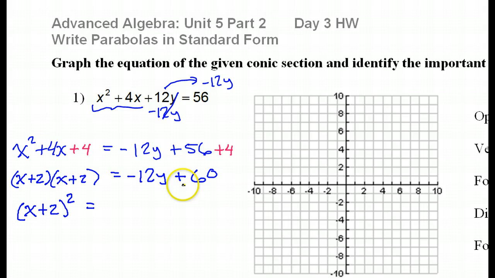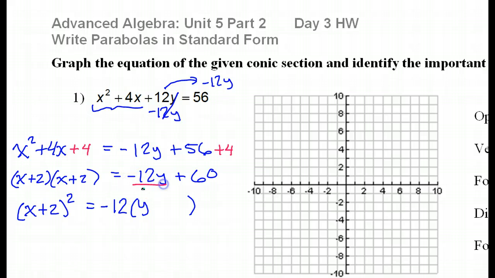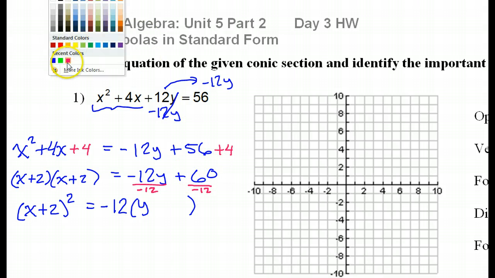Now, for the other set of parentheses over here, we really want that focal width number, the 4p number, to be out in front of parentheses. Okay, so basically, if I know I need that negative 12 out there, then what I'm doing is I'm dividing both of these by negative 12. 60 divided by negative 12 is negative 5.